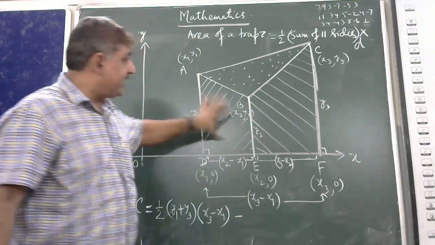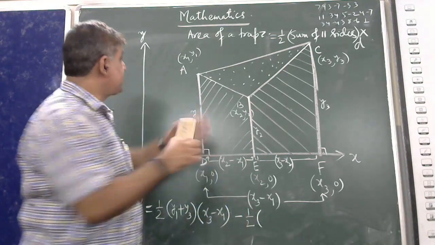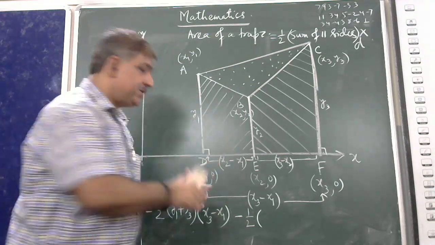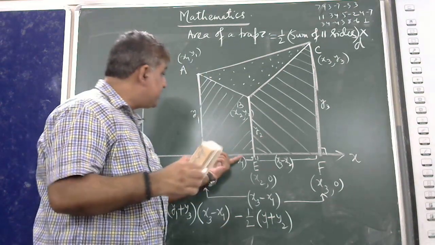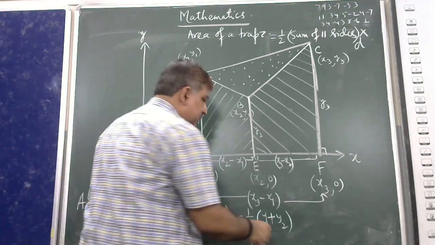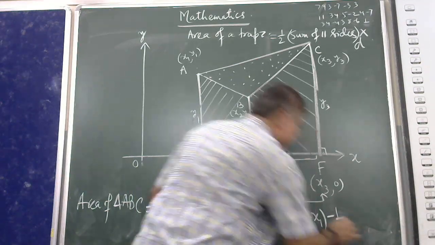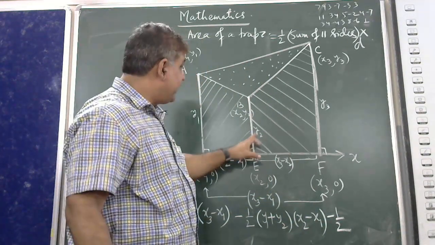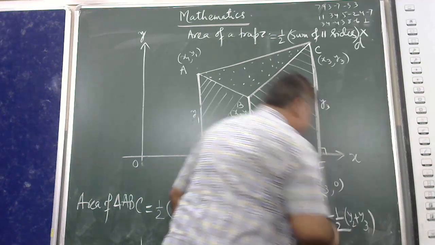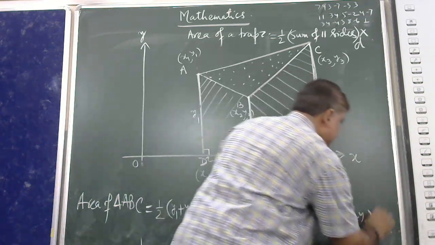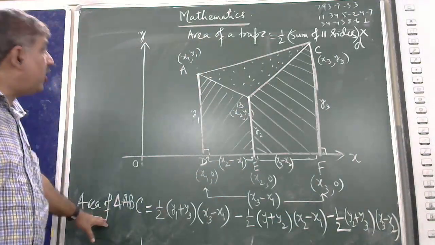So first of all, subtract the area of this trapezium, that is half, then sum of parallel sides. You see here, this one is y1 and this one is y2. So sum of parallel sides is y1 plus y2. Then the distance between these two is x2 minus x1. Minus half: again, subtract the area of this trapezium, y2 plus y3, then the distance between them, that is x3 minus x2. So this whole is your area of triangle ABC.